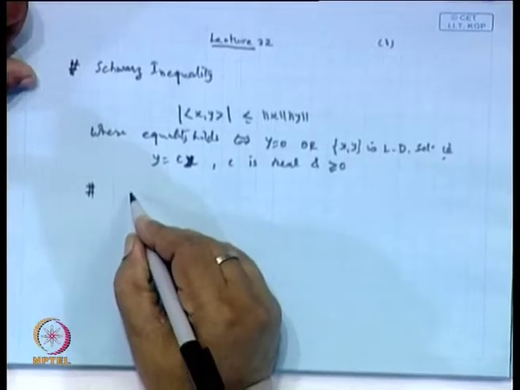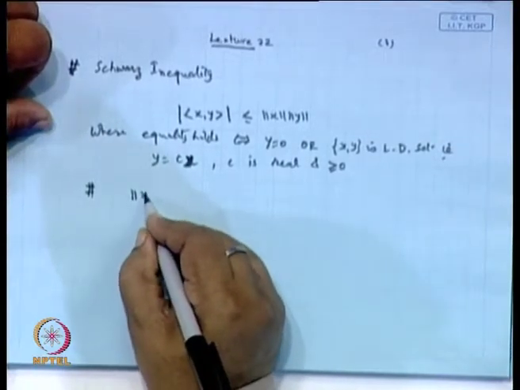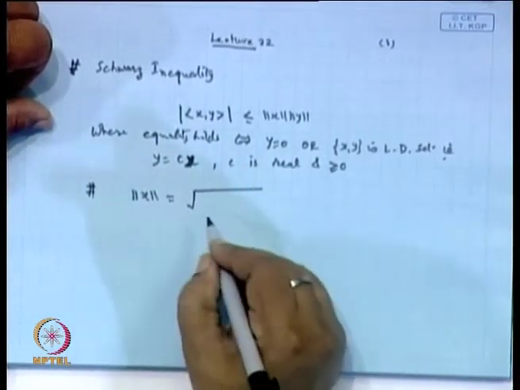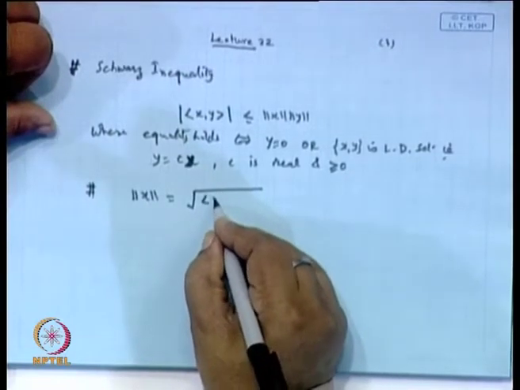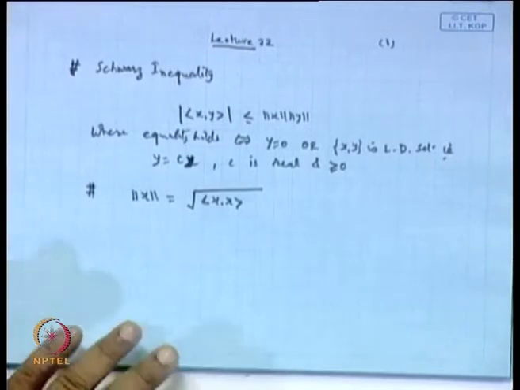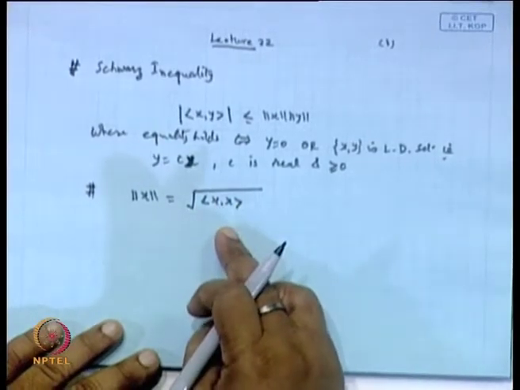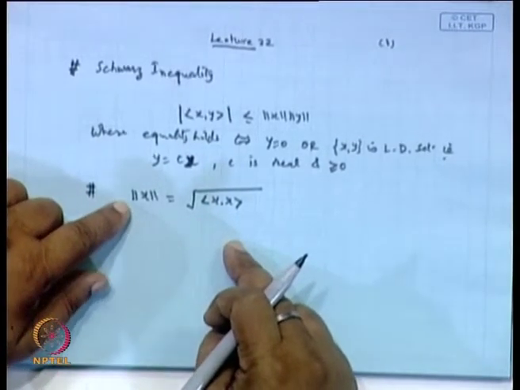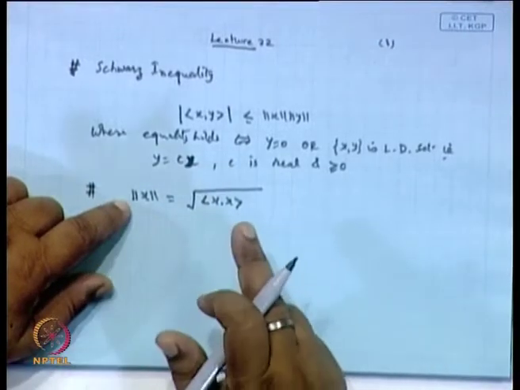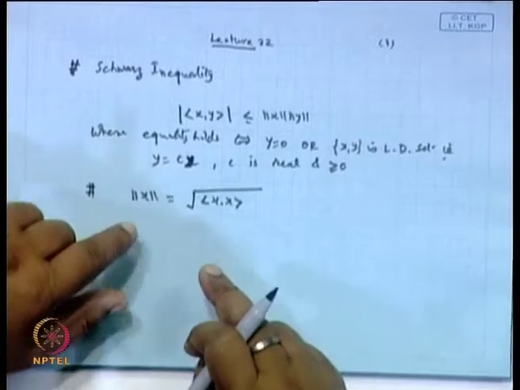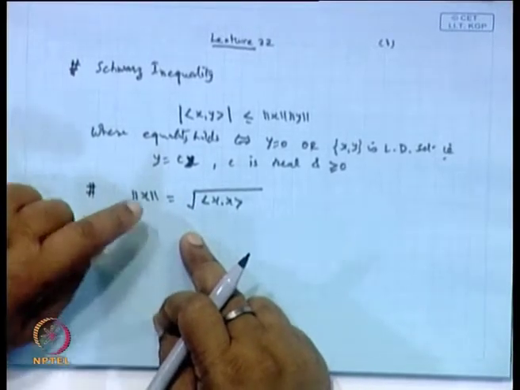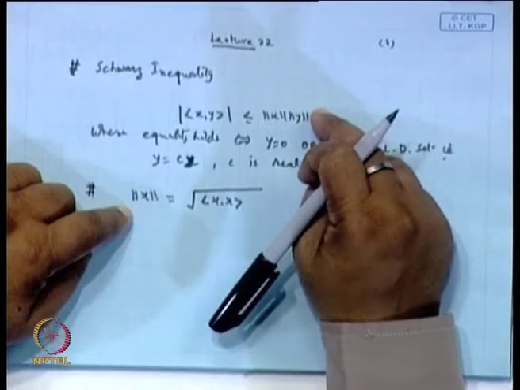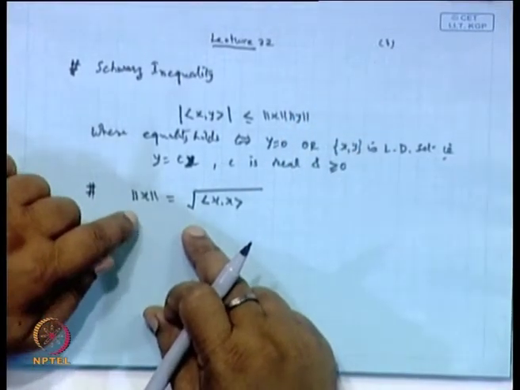helpful in justifying that the norm can be written in terms of the inner product. In fact, when we introduced the concept of the inner product, we also defined the norm of x as the square root of the inner product of x with x, because this is a non-negative quantity, greater than or equal to 0. And we have seen that this definition satisfies all the conditions of the norm except the one which we have not verified, the triangular inequality. Now, once we have the Schwarz inequality, it will help in establishing the triangular inequality also.